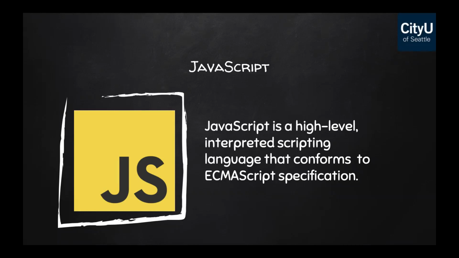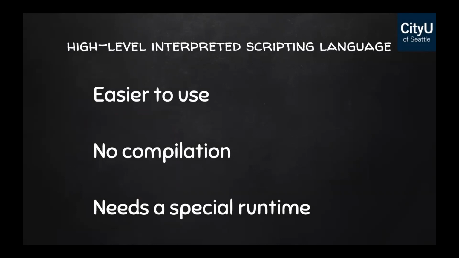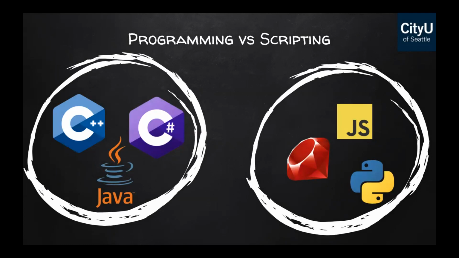ECMA is European Computer Manufacturers Association. Basically, it's an international organization right now that tries to put a standardization for JavaScript. Okay. So again, going back, what is high-level interpreted scripting language? Easier to use, no compilation, which is bad at the same time because it doesn't show you what your errors are before runtime, and it needs a special runtime. Okay. So some examples. Again, we have C++, C#, Java as your low-level programming language. Your high-level programming language should be JavaScript, Ruby, and Python.